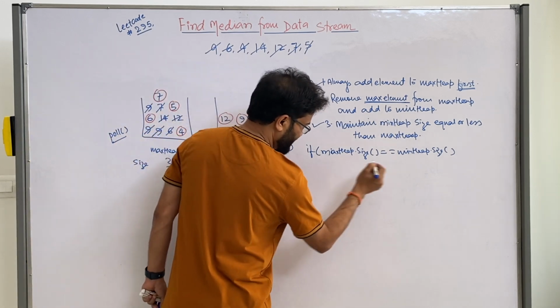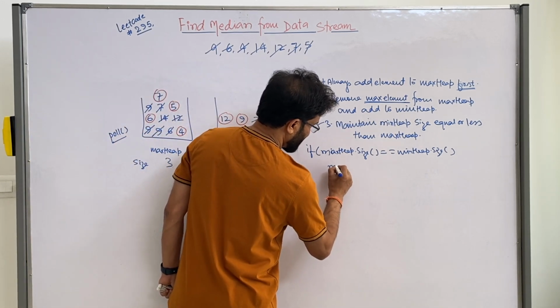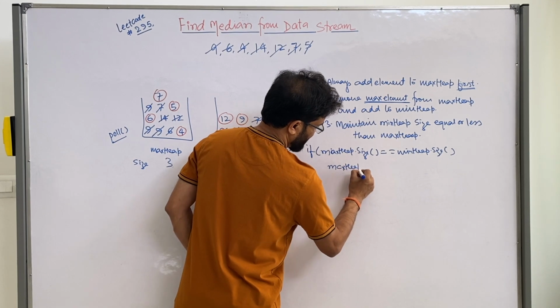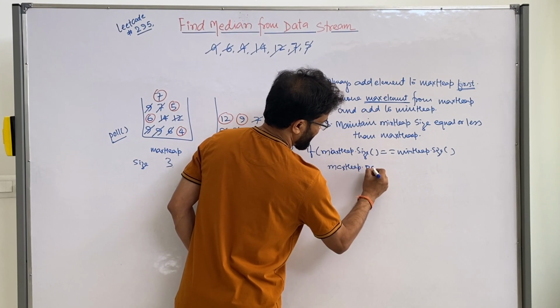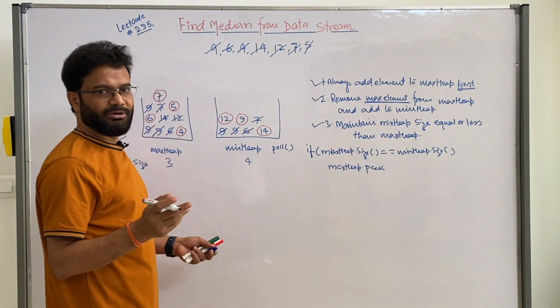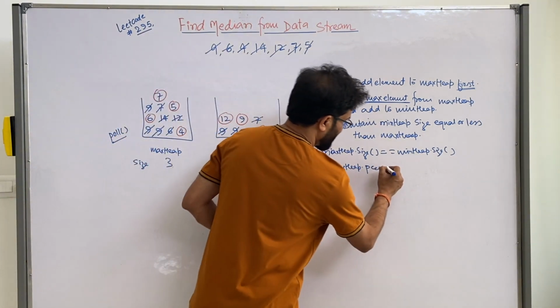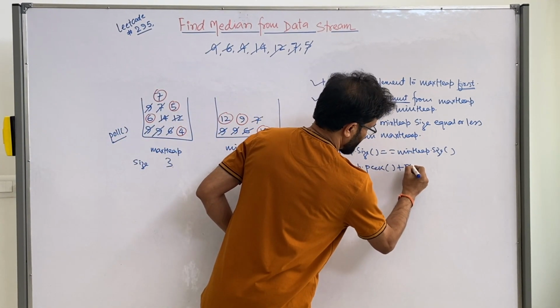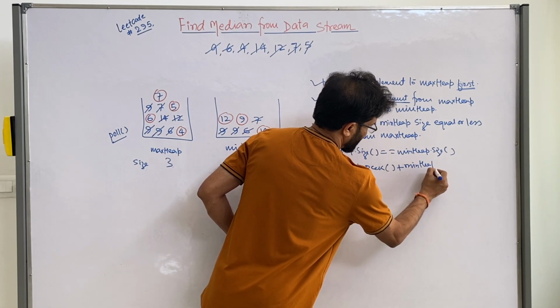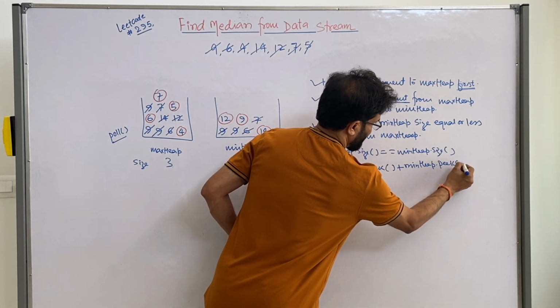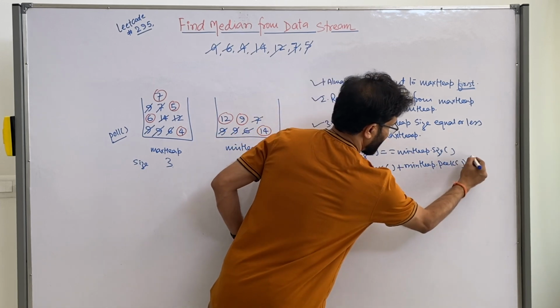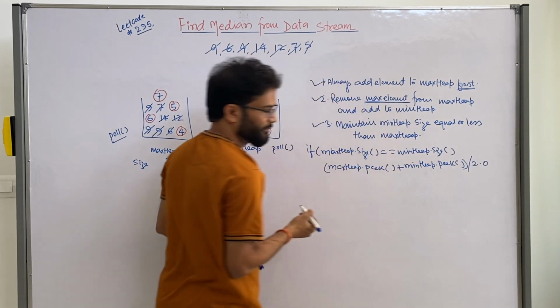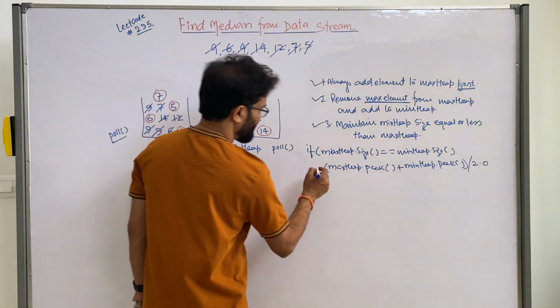Right? So in this case, what you have to do is take the max heap peek, because you are just taking the number, not removing anything, plus the min heap peek, divided by 2.0. This is your median, right?